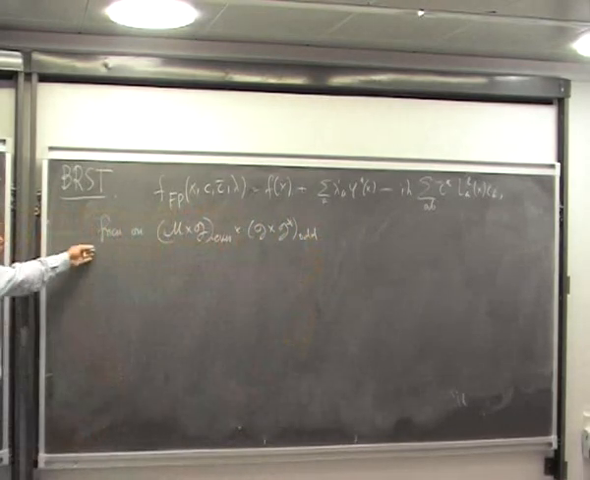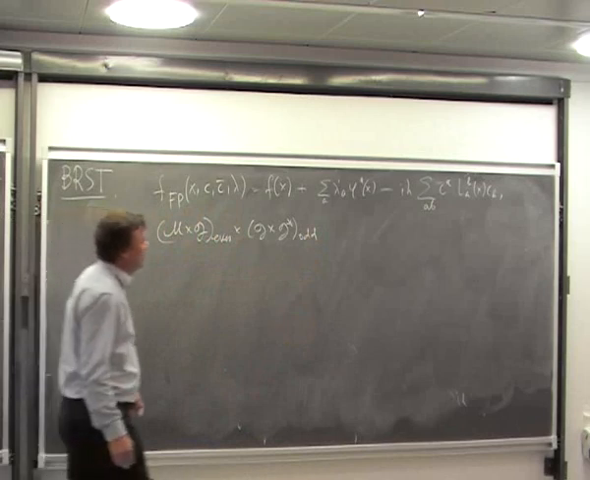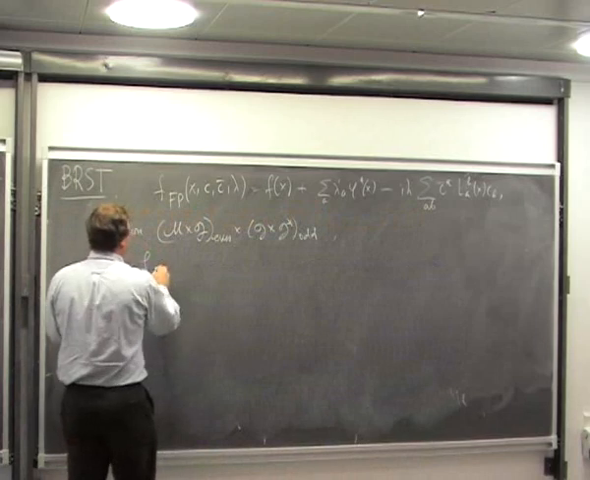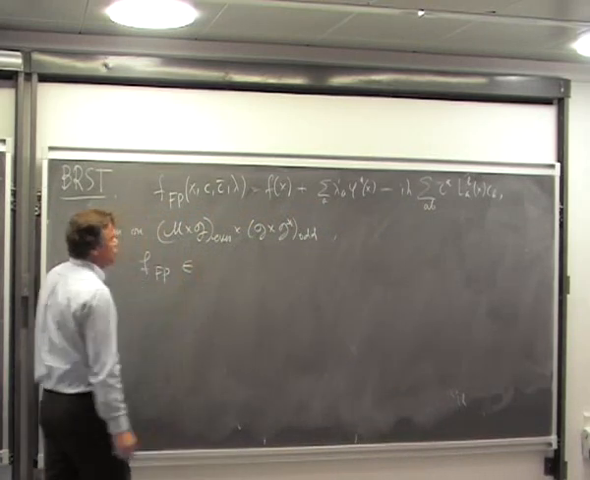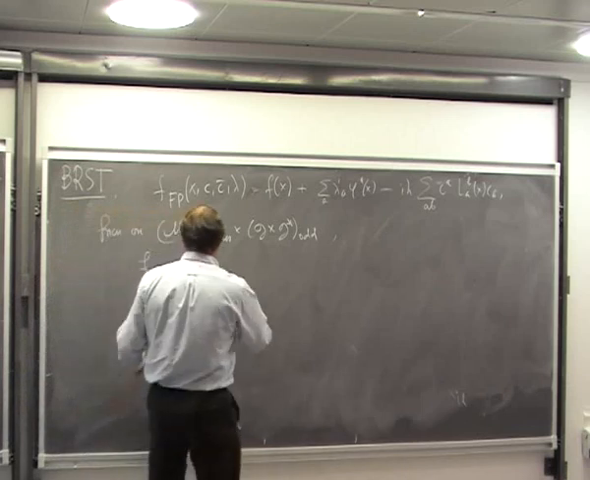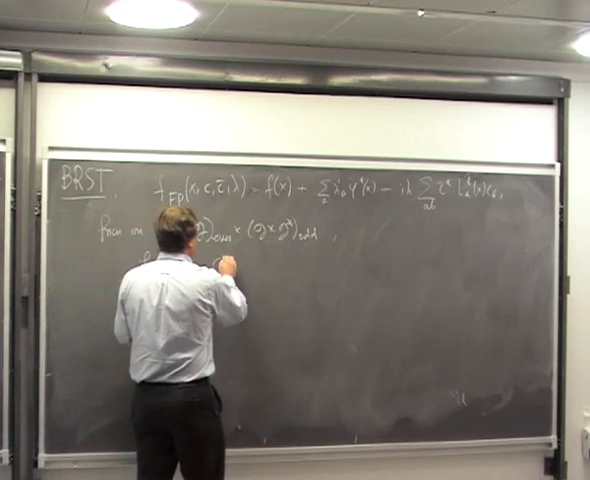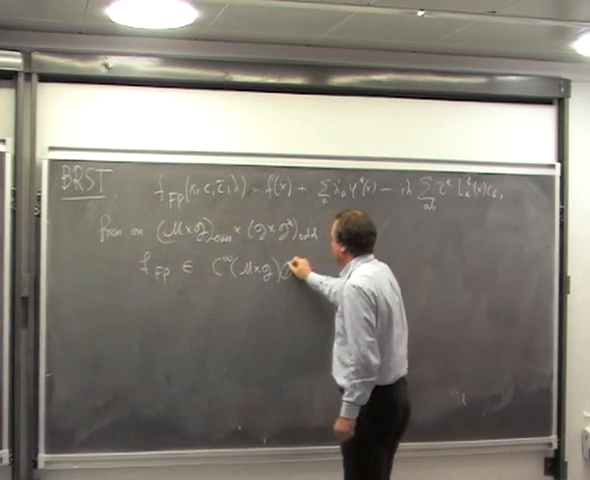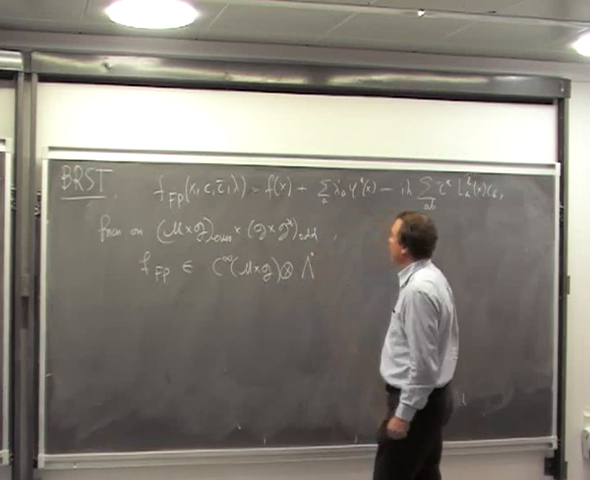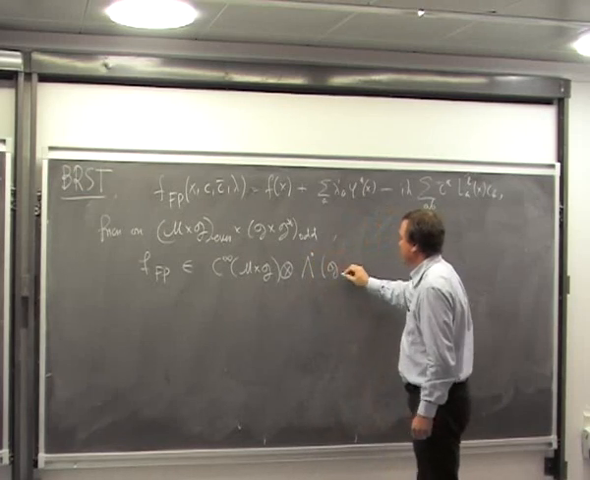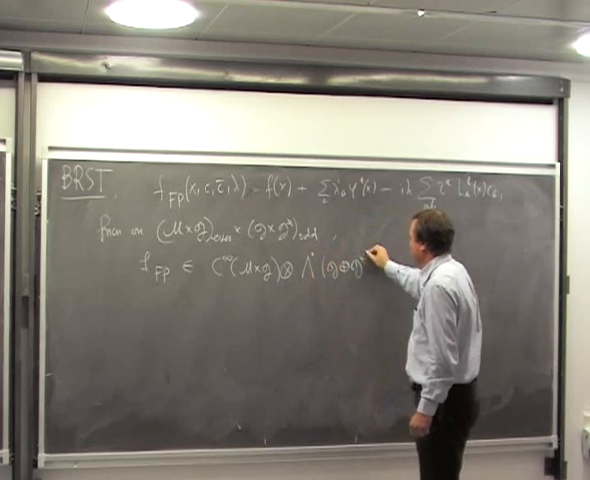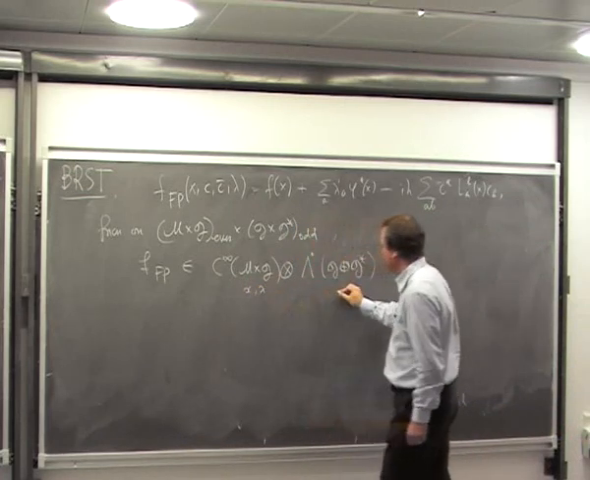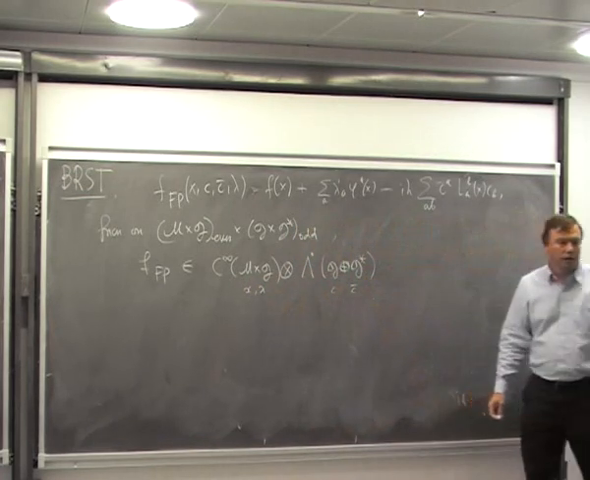So what does it mean that it's a function on this supermanifold? Well, it means that Ft belongs to the tensor product C infinity on M cross G, tensor the exterior algebra of G plus G star. So here coordinates are x and lambda, and here generators are C and C bar.